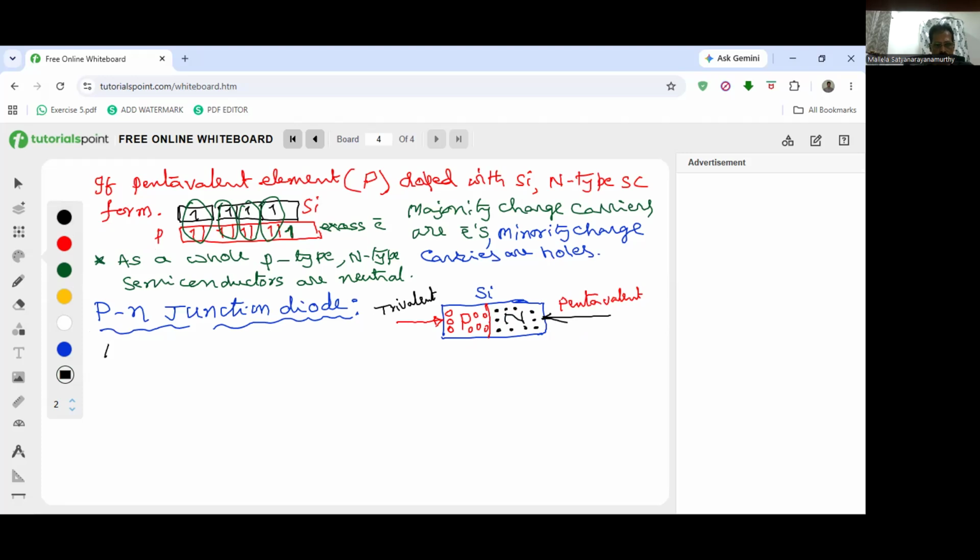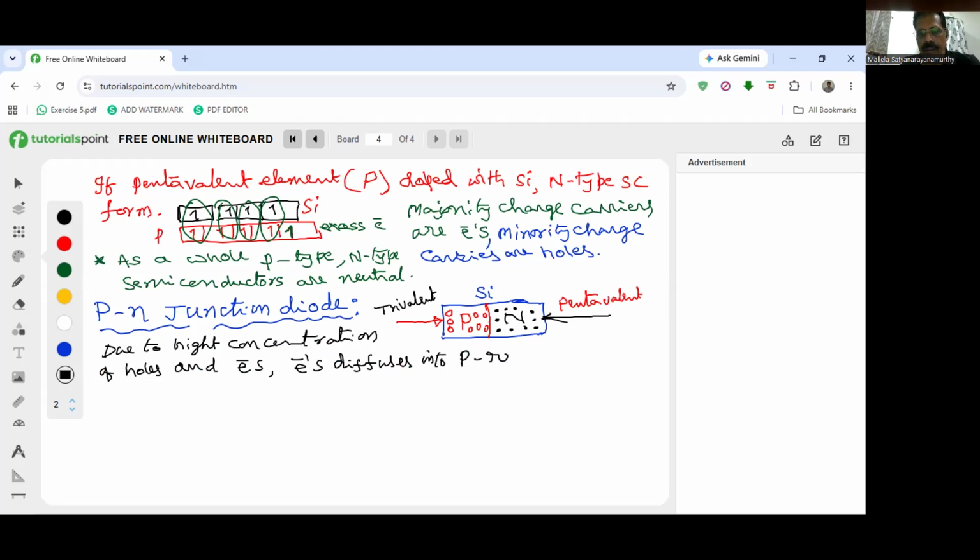What happened now? Due to the high concentration of holes and electrons, electrons diffuse into the p region, and holes diffuse into the n region.